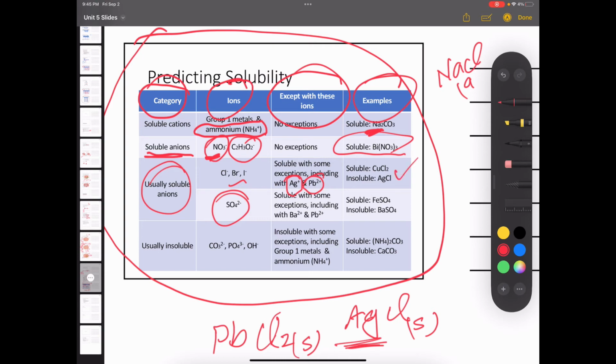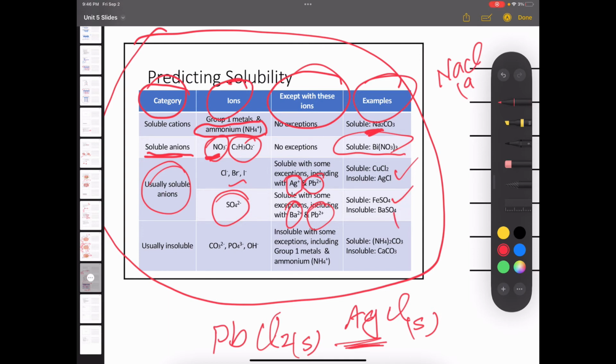As for sulfate, it is soluble with some exceptions, including barium and lead. So for example, iron sulfate will be soluble. Barium sulfate will be solid, will not be aqueous. This is insoluble. And every time we say insoluble, that means it's solid.